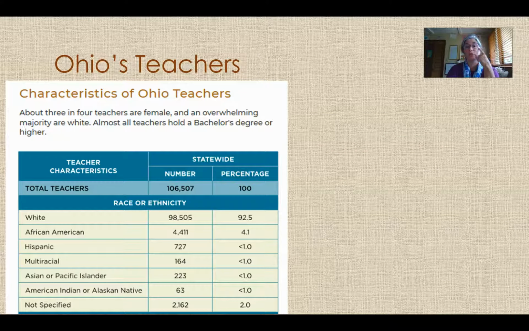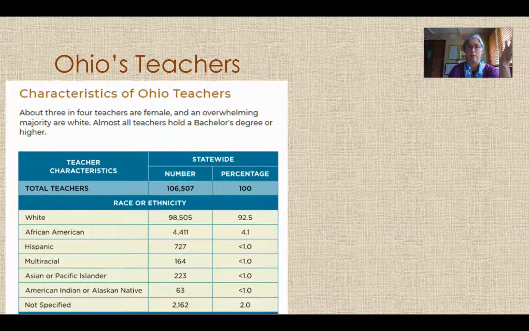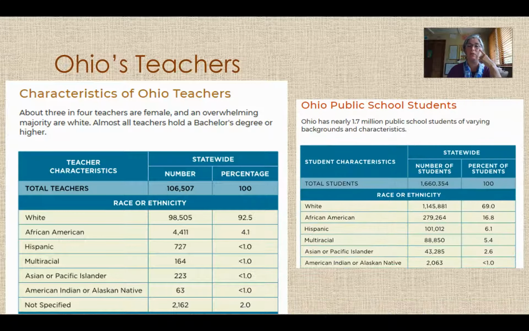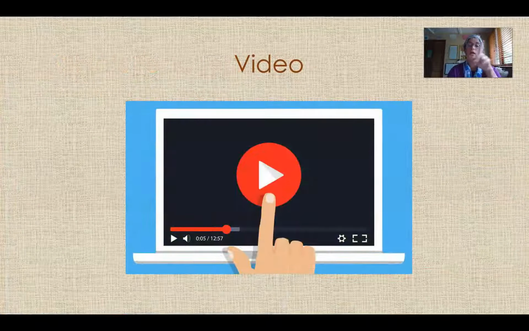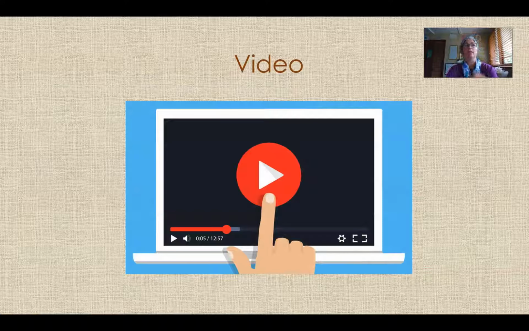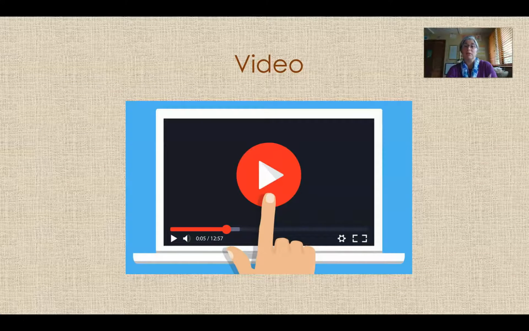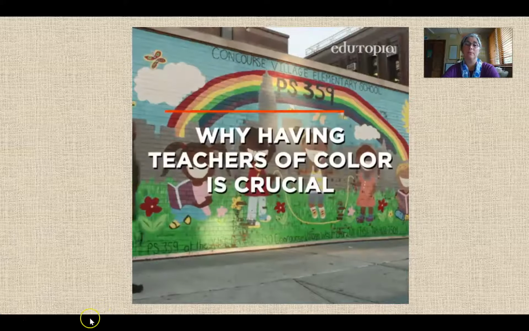So Ohio's teachers, who are they? Well, they are actually 92.5% white. So it is even more of an ethnicity gap in Ohio than looking at the U.S. in general. And then the students are 69% white across the entire state. Here's a short video I wanted to show you talking about the importance of having teachers of color in the classroom.